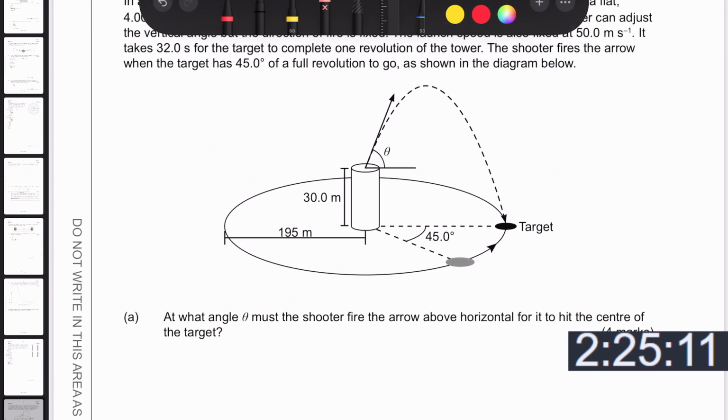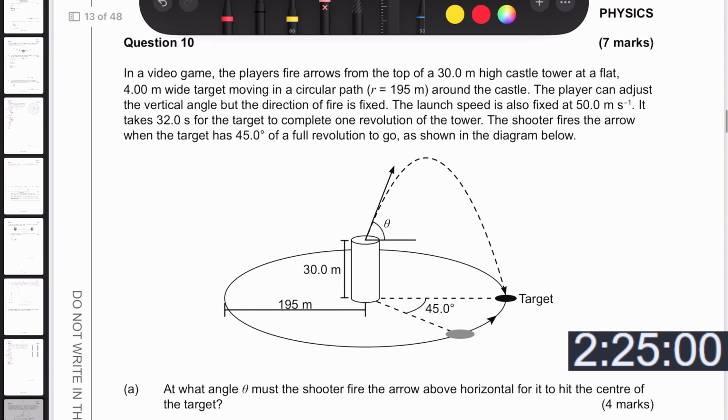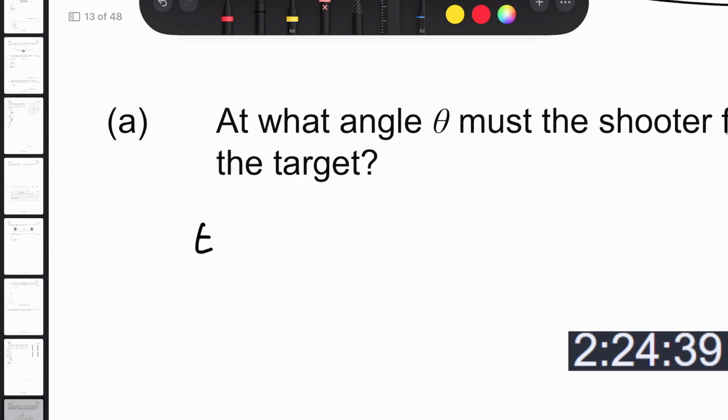Angle theta must fire above the horizontal for it to hit the center of the target. 45 degrees of full revolution to go. Okay, so let's say time is going to be 45 over 360 times 32.